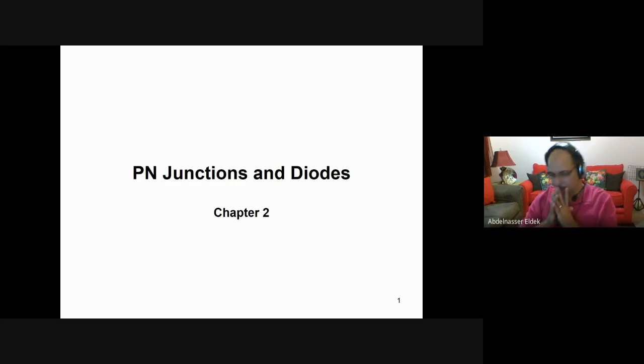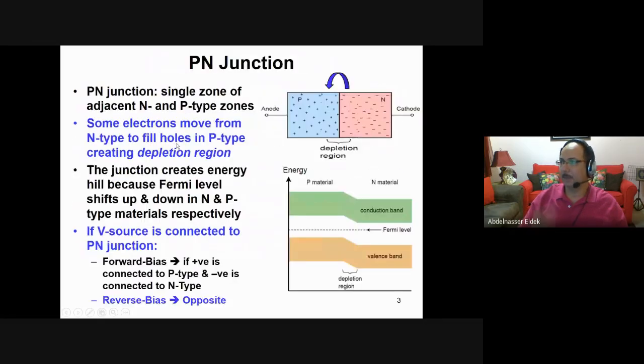Remember in chapter 1 I talked about P-type and N-type, and that P-type or N-type by itself will not be useful. But if we have them together, then we can make a device that can do a lot of applications. So in this chapter, the first element is called the PN junction.